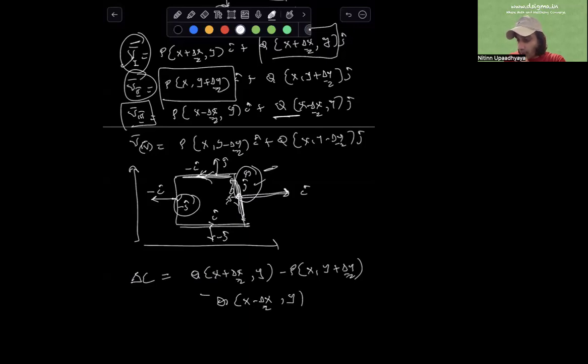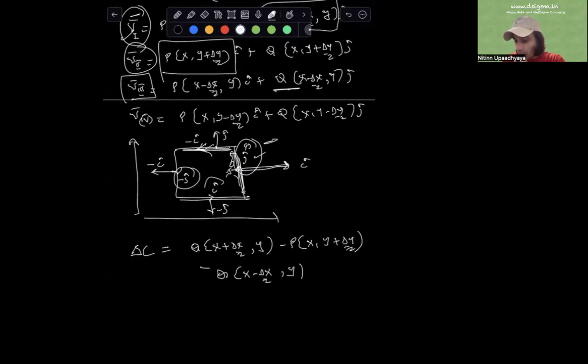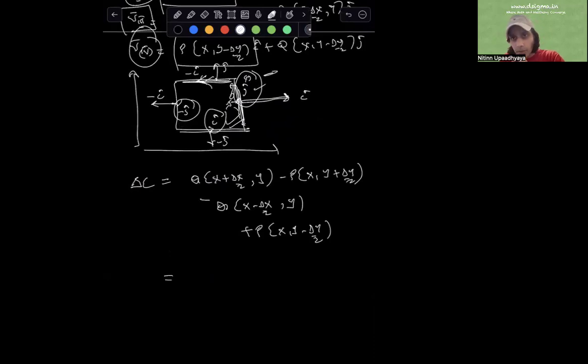Similarly, as we move along segment 4, I'll take the dot product of v4, the velocity vector along segment 4, with the unit tangent vector there, which is I hat. And so that will pick out plus P(x, y minus del y by 2). So just like in the previous video, we'll do a Taylor series expansion. So you see that between these two terms, y is fixed. It's only x which is varying.